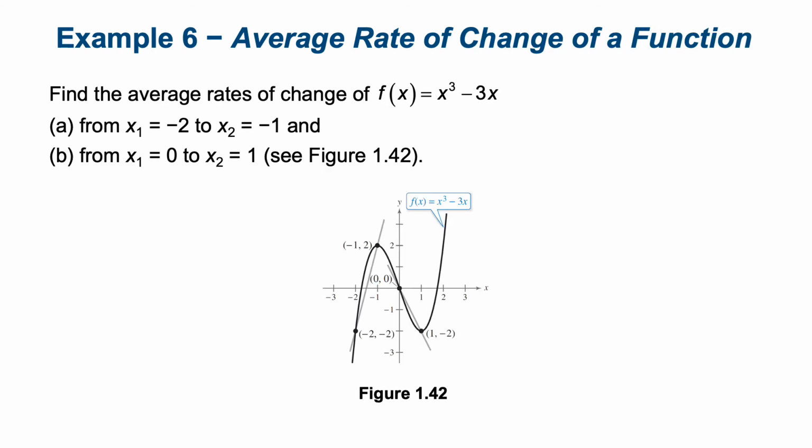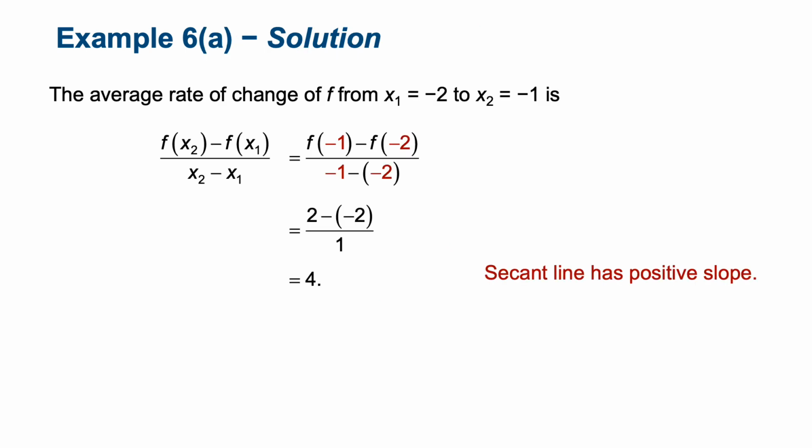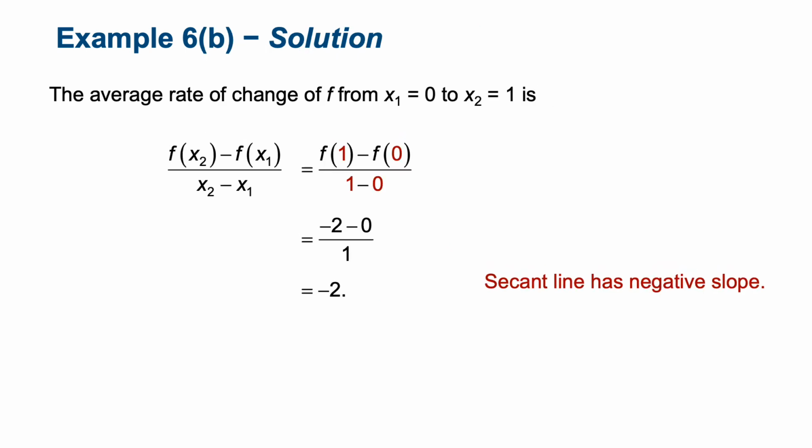We could tell because it's increasing. So this other secant line is going to be negative. The next one would be the same equation: f of 1 minus f of 0, all over 1 minus 0. So you would get negative 2 minus 0 over 1. And this slope is negative, so negative 2.